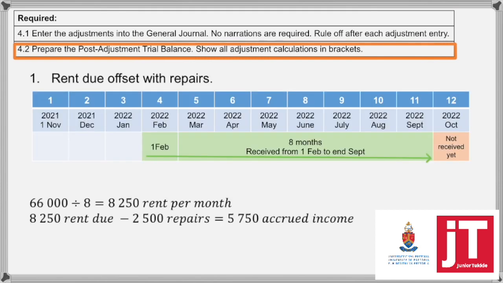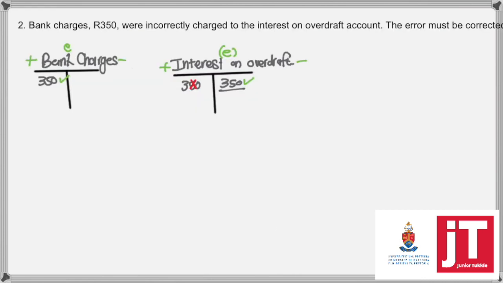Adjustment number 1 was the rent that had to be offset with repairs. We had to calculate 1 month of rent that we need to record, and that's the 8,250. Then we must minus off the repairs and record repairs in our books. And then 5,750 Rand is recorded as a balance for accrued income. Then number 2, the bank charges that were incorrectly recorded as interest on overdraft. So we need to fix the error, minusing it off overdraft, adding it into bank charges.